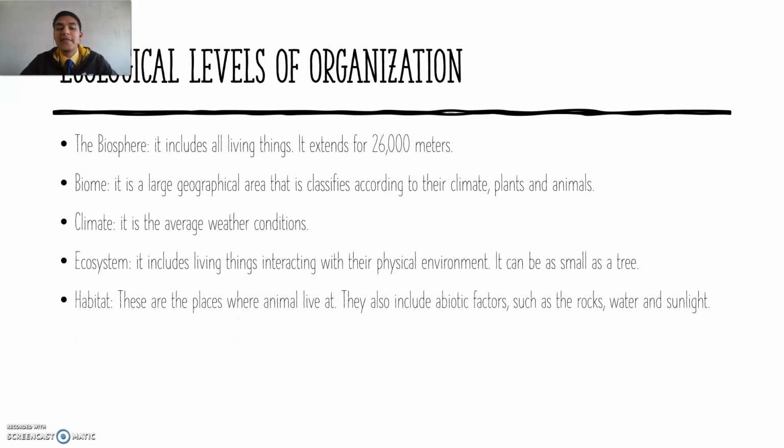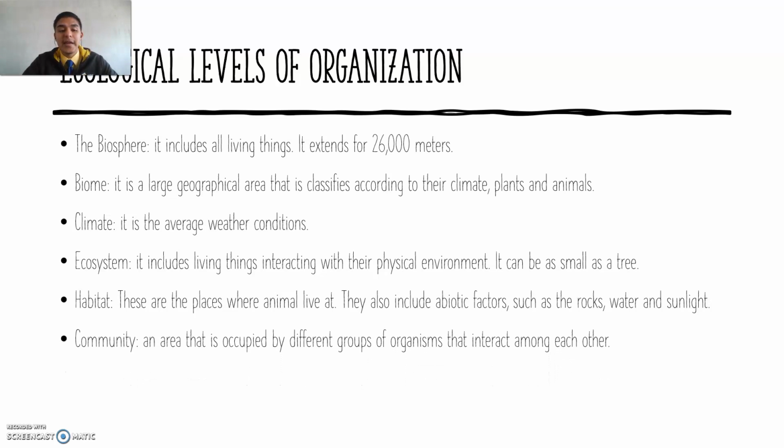We have a habitat. These are the places where animals live. They also include abiotic factors such as the rocks, water, and sunlight. So an ecosystem is actually bigger than a habitat. Okay, so an ecosystem can be, of course, all the forest in Petén, and the habitat can be, for example, a place that is located around a portion of water where several animals live.